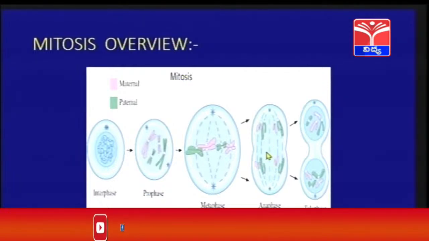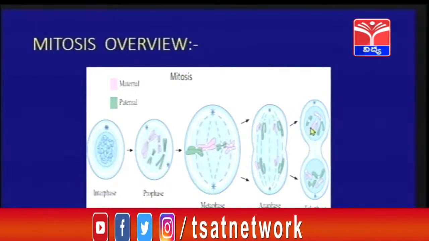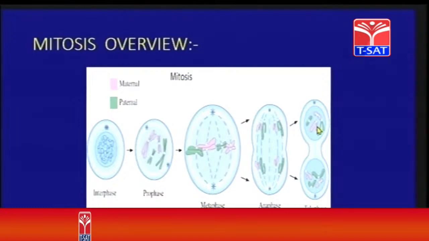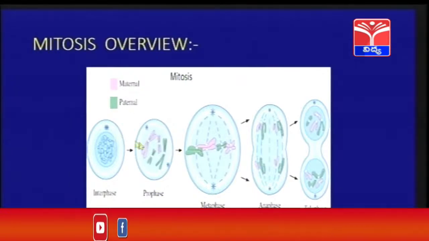In anaphase, the chromosomes are moving towards the respective poles. That is, the chromosomes move away. And in telophase, the cells divide. That is, the mitotic process will end over here, dividing the cell into two cells, because we discussed earlier that in the process of mitosis, one cell will divide into two cells.